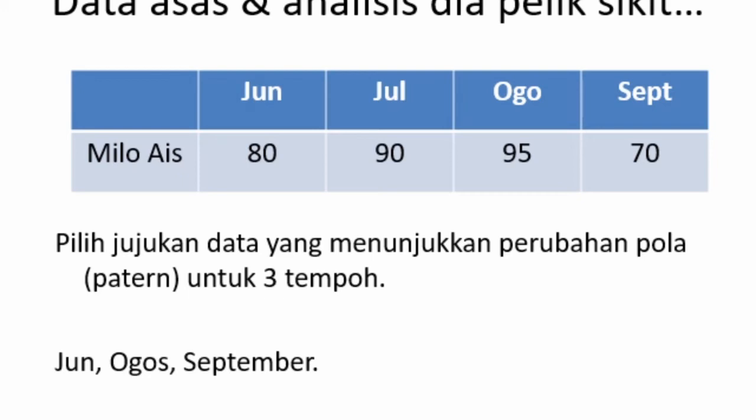Okay, so if you look at the data for Milo Ais bulan Jun, Julai, Ogos dan September, awak untuk data asas kena pilih 3 bulan yang menunjukkan perubahan. Dia mesti ada pola yang menunjukkan perubahan. So pola yang menunjukkan perubahan ialah bulan Jun, Ogos dan September. Jun sampai Ogos dia meningkat kan? Tapi bila September dia menurun. So dia meningkat dan menurun. So you have to choose Jun, Ogos and September bila awak menghuraikan data asas dan data analisis.